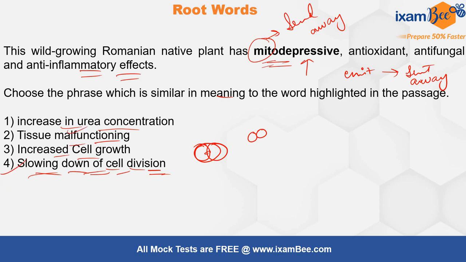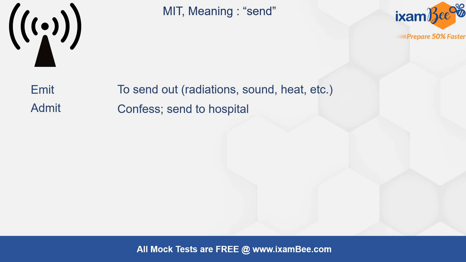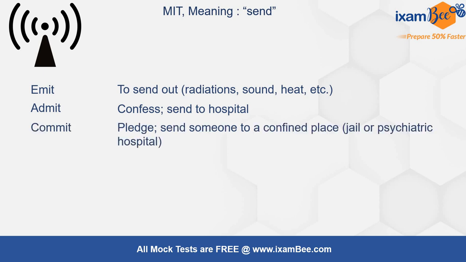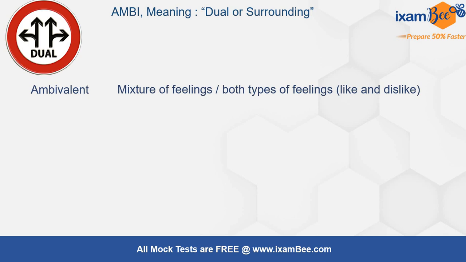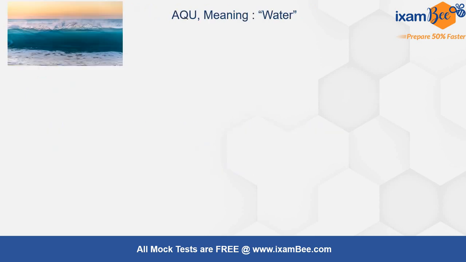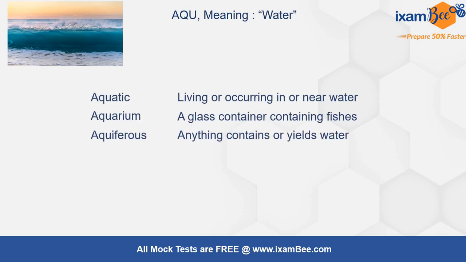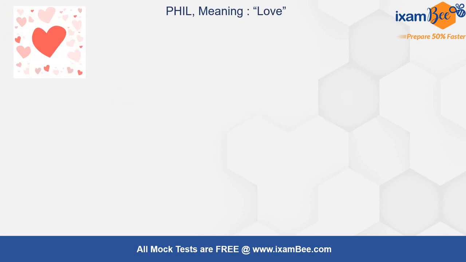Now this is how in our exams the knowledge of our root words will help us understand the meaning of a particular word which we may not have heard before, right? So now mit means to send. So all the words which are formed using the root word mit will have some meaning related to send, right? So now if we talk about ambi, words that have ambi in them will have the meaning of either dual or surrounding, right? Similarly, aqua means water. So the words having aqua in them will have meaning related to water. Similarly with phil, which means love, right?